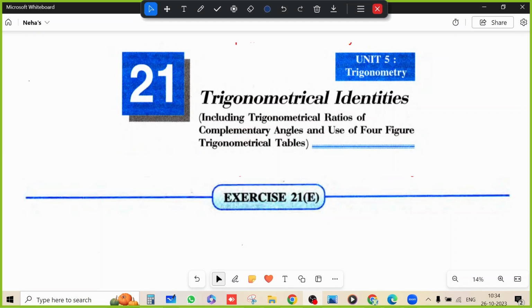Hello everyone. In this session, we are going to do question number 1 to question number 4 of exercise 21E of the chapter Trigonometrical Identities from the textbook Concise Mathematics by Selina Publications for class 10.